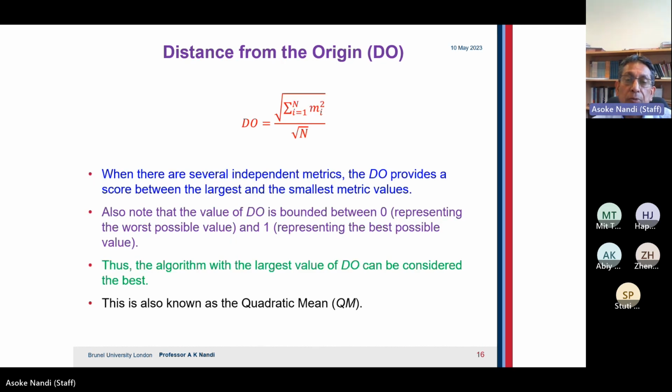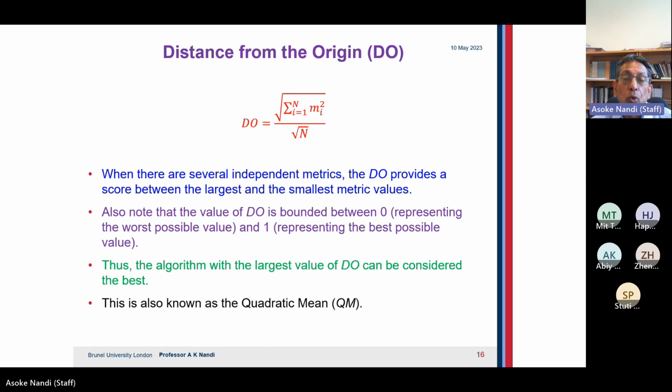In terms of distance from the origin, because they all start from zero, the numerator gives you the distance from the origin. This is the Euclidean distance, if you like. And remember, we want one to be the best. If we didn't have it, the distance from zero to one in one dimension is one, but in two dimensions it is root two. So we don't want root two. That's why it's divided by root n. This root n is just a normalizing factor, to make sure the value of DO is between zero and one, where zero means worst and one means the best. So this is only to normalize it.